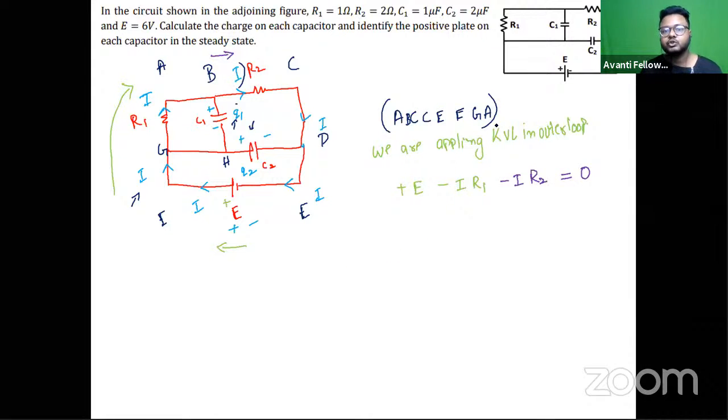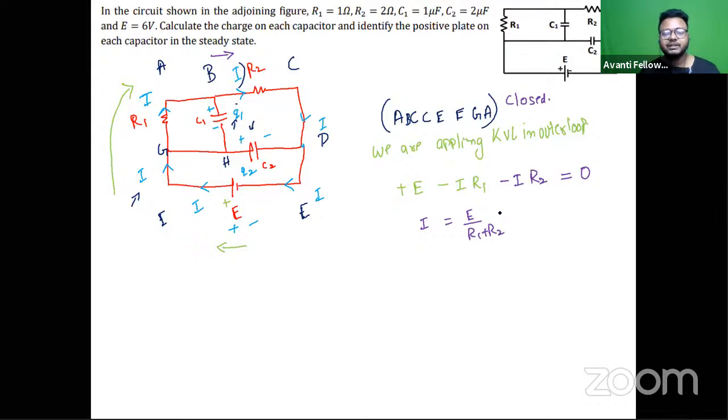So in a closed loop, Kirchhoff's voltage law says what? It should be equal to 0, right? So if you try to find it out, how much will you get? You'll get I equal to E divided by R1 plus R2. We'll get this as I.